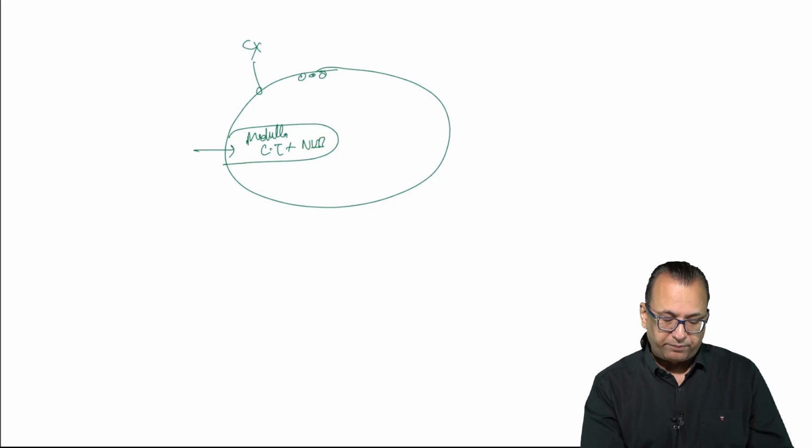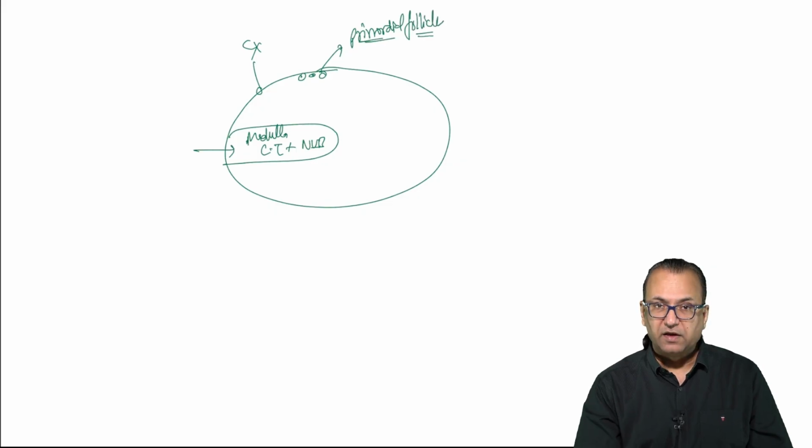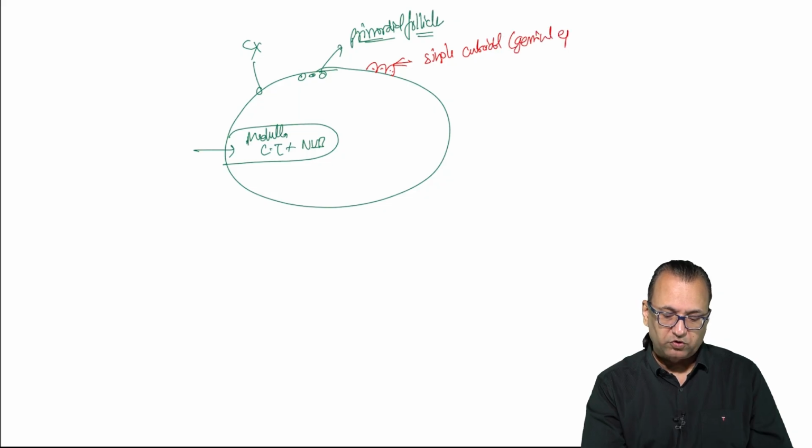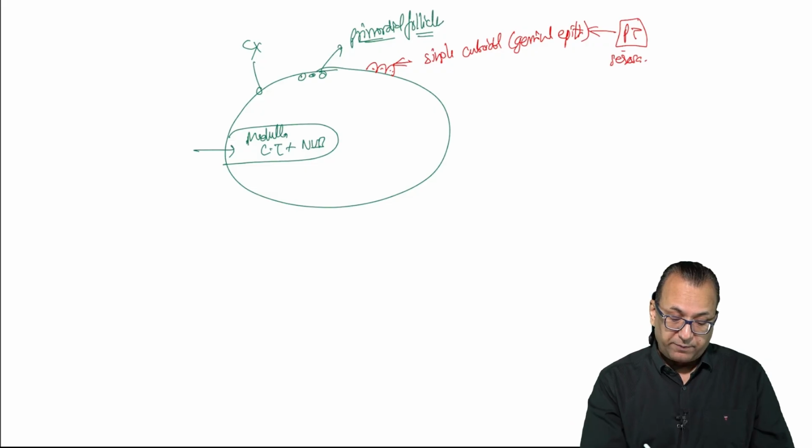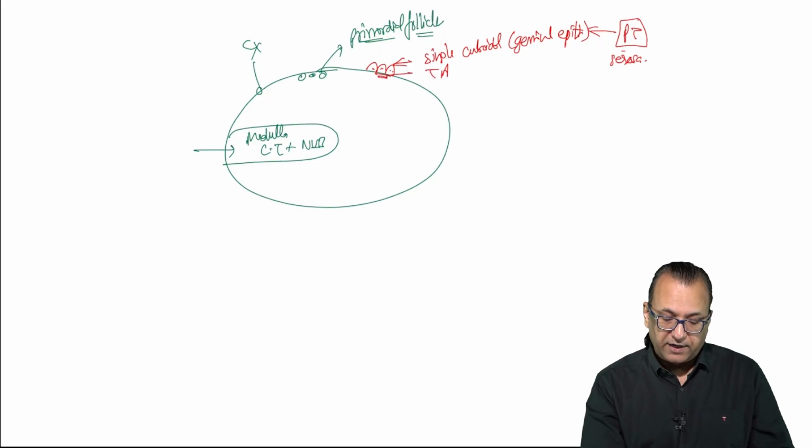In the cortex, you'll have primordial follicles, but these primordial follicles are in the peripheral cortex. And as we have mentioned earlier, there will be this simple cuboidal epithelium. That simple cuboidal epithelium, which is wrongly called germinal epithelium, is also to be mentioned. It is basically the peritoneal covering, which is, you can say, peritoneal serosa covering the ovary. Deep to that is the tunica albuginea, and deep to that you will have the primordial follicles.